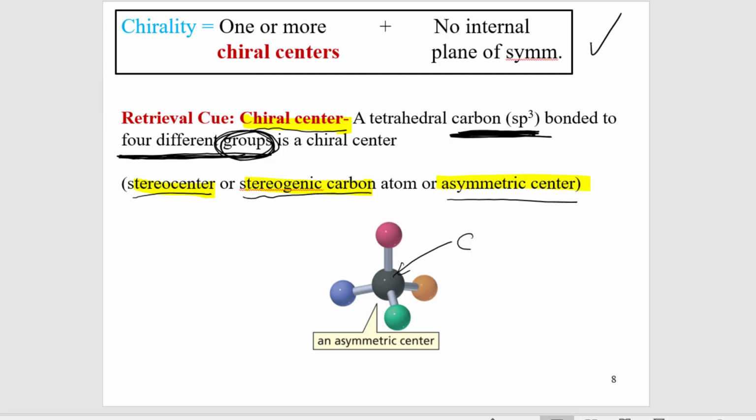So as long as you have one or more chiral centers, okay, that's the first check. We'll get to the internal plane of symmetry later on, but I want you to get used to identifying chiral centers.